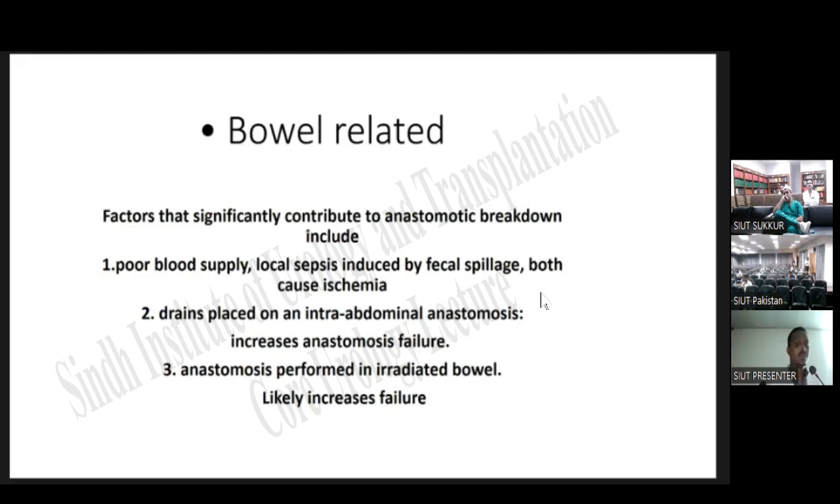And both can cause ischemia. Drainage, which we place for the intra-abdominal anastomosis, can also increase anastomosis failure. And anastomosis performed on radiated bowel will likely cause failure. You should know the history of the patient properly before you offer diversion in detail.